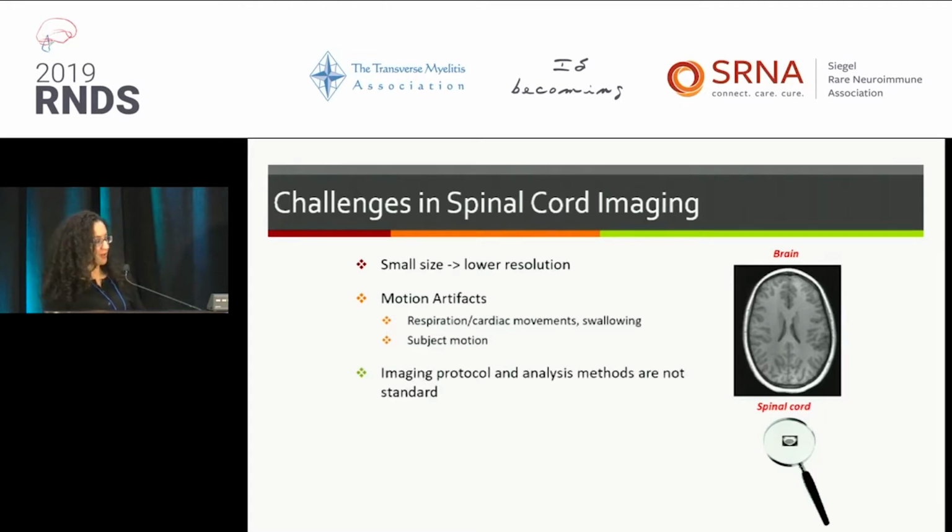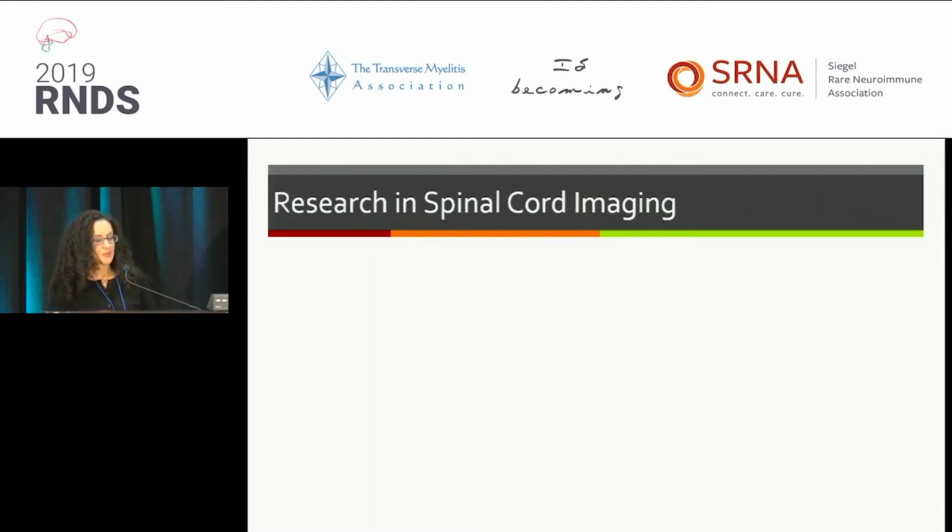Also, our imaging protocols are not standard amongst institutions. We also use different scanners, so it makes it hard to collaborate, to work on different projects, and also compare data. So it's an added challenge. It's also time consuming. For example, if I were to scan your entire spinal cord, it would be an additional hour in the scanner. But I think it's promising.